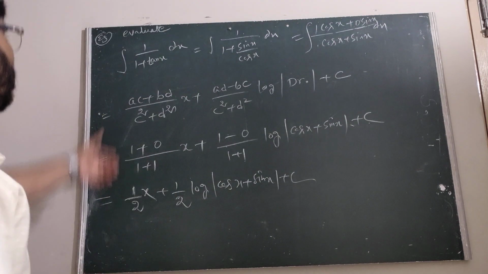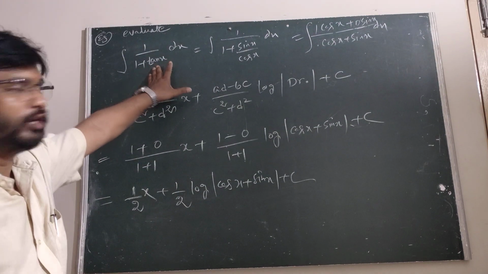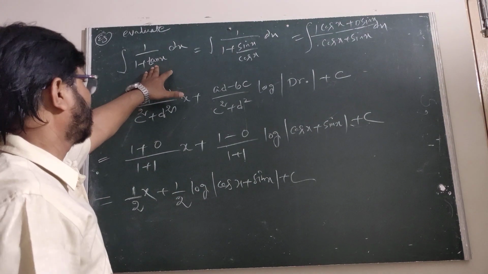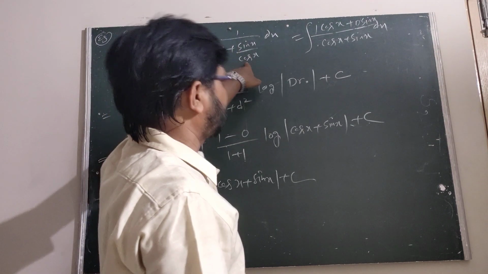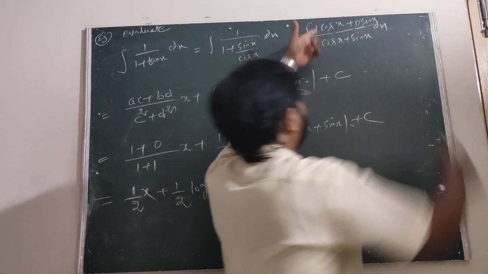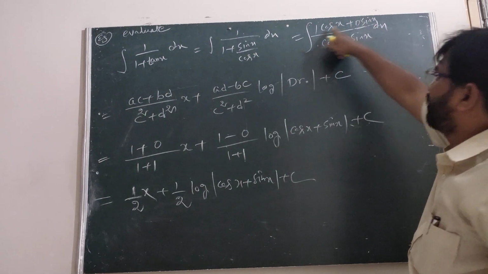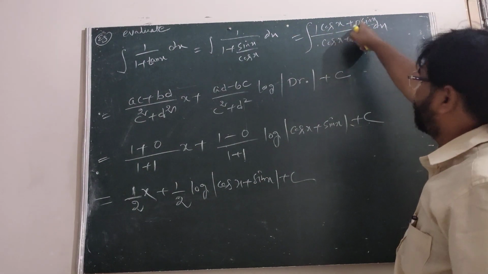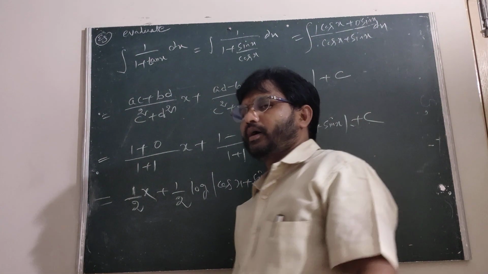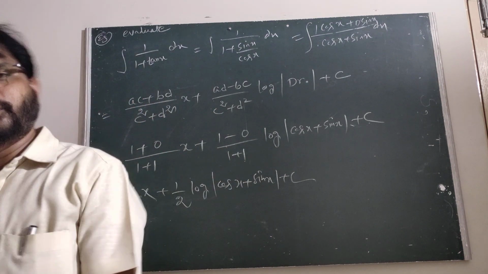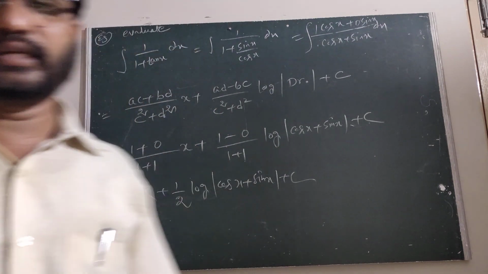Suppose here the denominator is cot x. We can write simply cot x is cos x by sin x. We can send the sin x to the top. Therefore (0 cos x plus 1 into sin x) upon (cos x plus sin x) into dx. Is it clear?